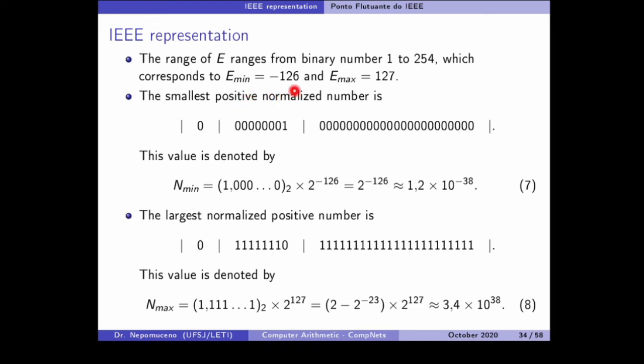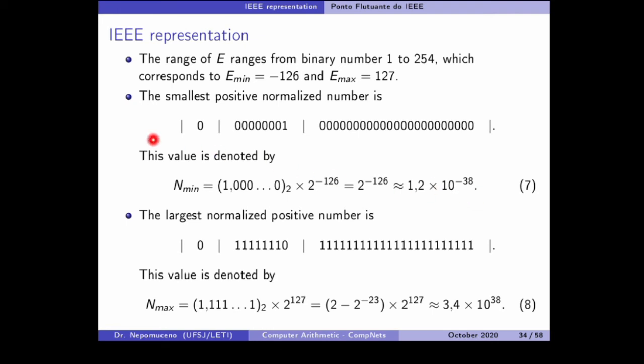The range of E ranges from binary number 1 to 254, which corresponds to minus 106, and the maximum number of exponent is 107. The smallest positive normalized number is, so we have 0, the exponent, and all zeros here in the mantissa. This value is denoted as like that: 2 to minus 106 is around 1.2 times 10 to minus 38.